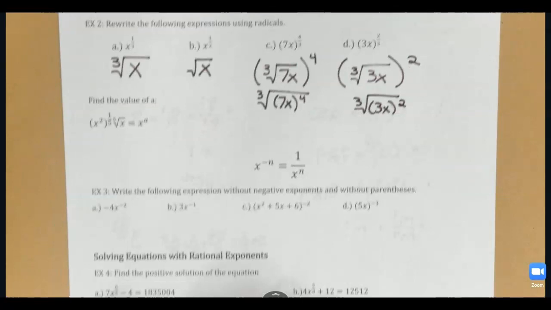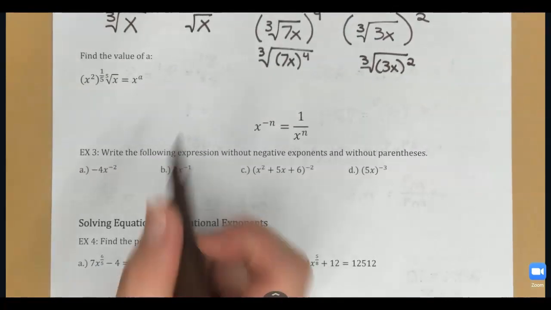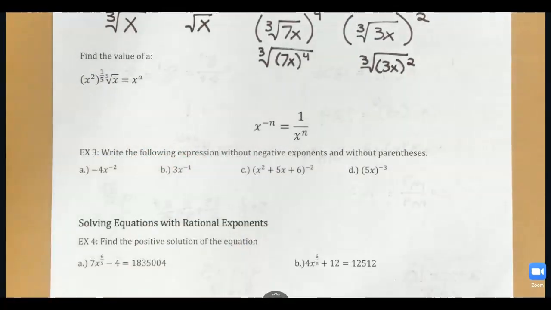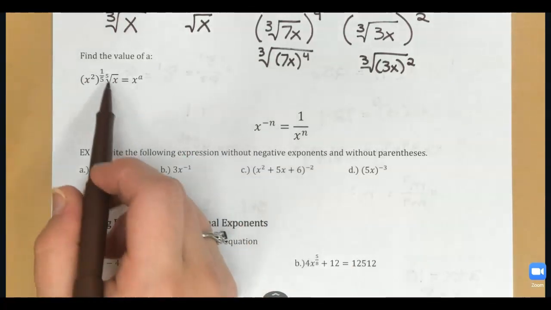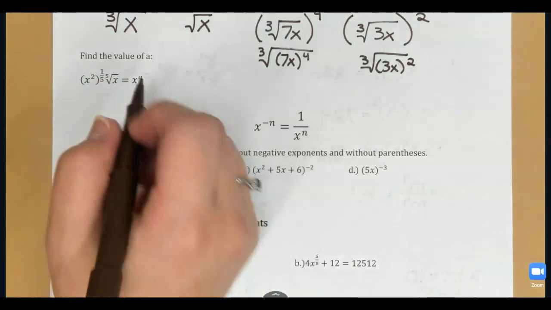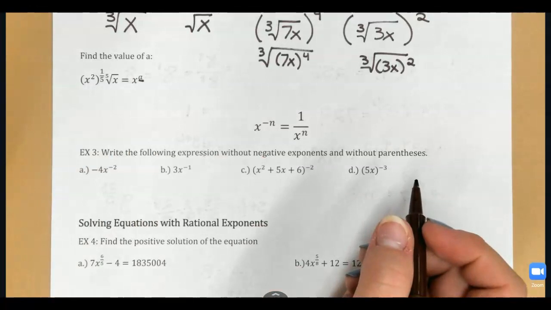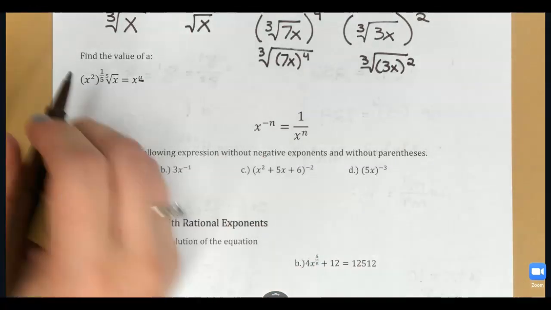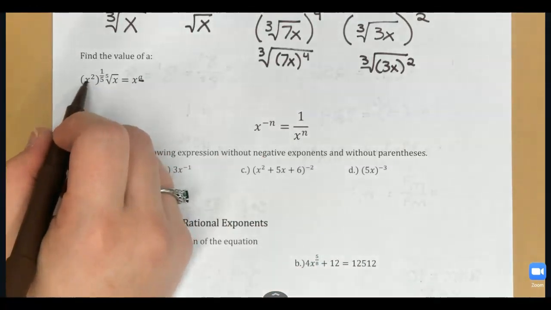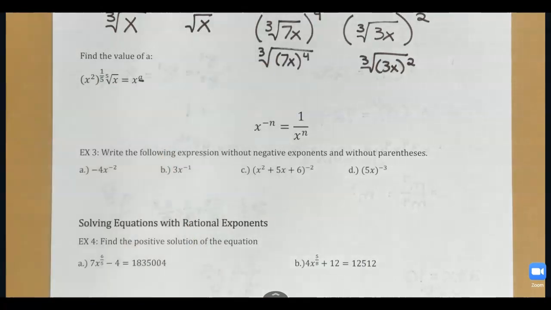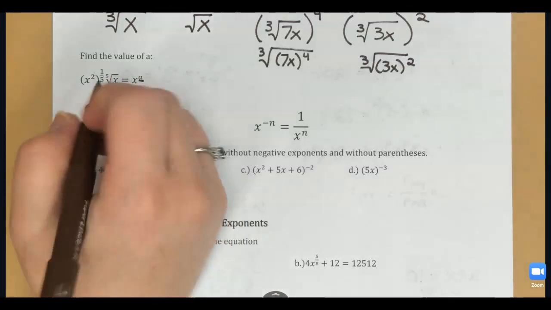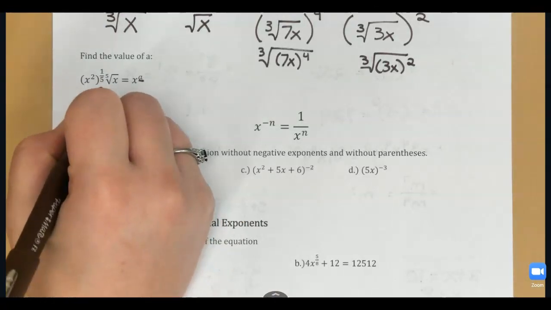Okay, on the next one, we are finding the value of a. So what I need to do is simplify everything on the left to get my final exponent a. So let's start using some of our exponent rules. I have x squared raised to the 1/5 power, so that's my power rule, which means I'm going to be multiplying my two exponents, so that's going to be x to the 2/5.